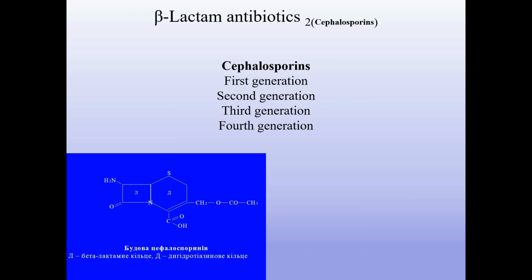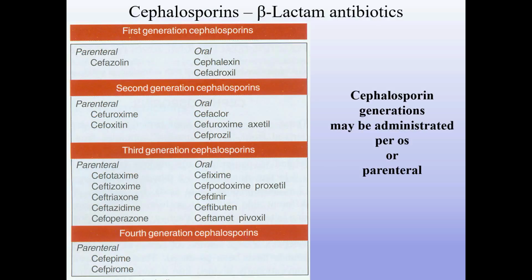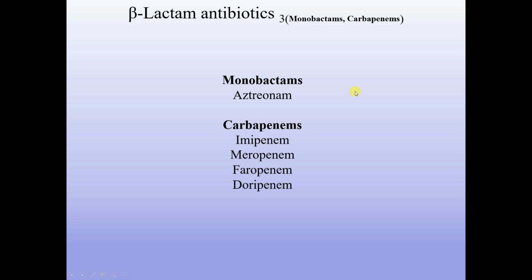Next groups, shortly: cephalosporins, which are subdivided into first generation, second, third, and fourth. They can be administered orally or parenterally. Here you can see four different generations and examples of drugs which are used parenterally and orally. Next group, monobactams, which is aztreonam. And one more group, carbapenems: imipenem, meropenem, faropenem, and doripenem.